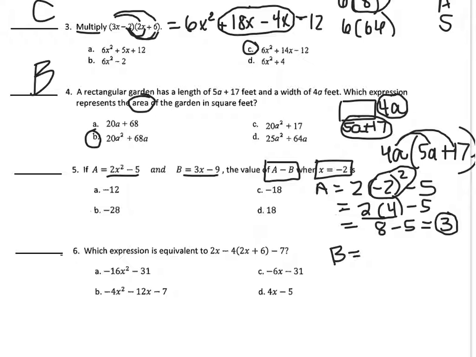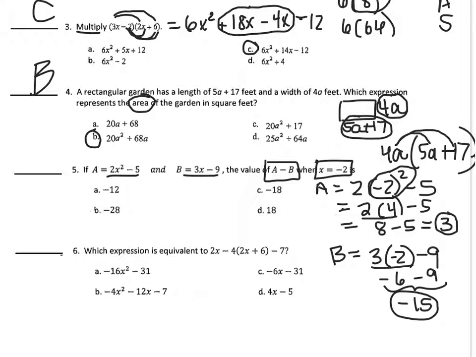The value of B, we're going to plug -2 into this expression. 3 times -2 minus 9. Multiplication first. 3 times -2 is -6 minus 9. -6 minus 9 gives you -15. There's your value for B.